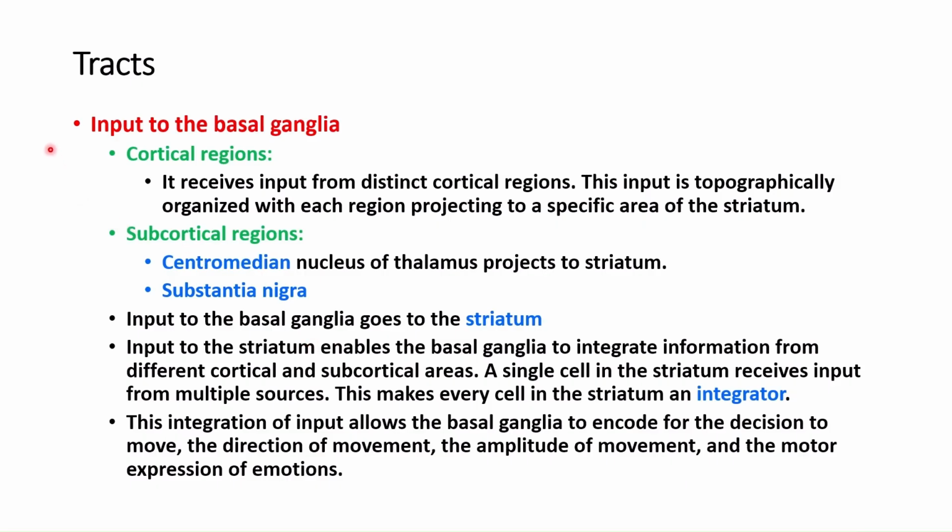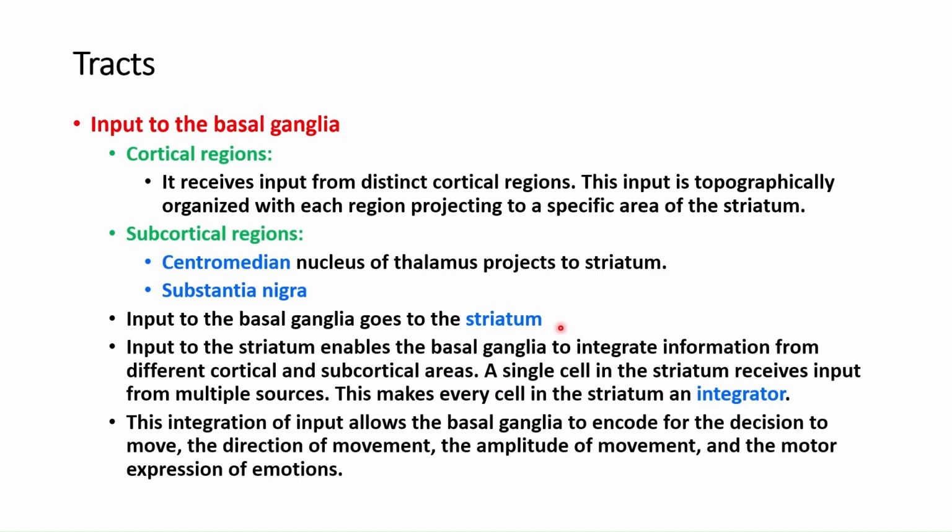So the inputs to the basal ganglia are coming from different areas. One is coming from the cortex of the brain, from many areas, but especially from the frontal lobe and from the parietal lobe. Another is the centromedian, which is part of the interlaminar nuclei of the thalamus. And the third one is the substantia nigra of the midbrain. So there are three different areas that send signals, and the information is received in the striatum, which I talked about before. The caudate nucleus and the putamen together are called the striatum.